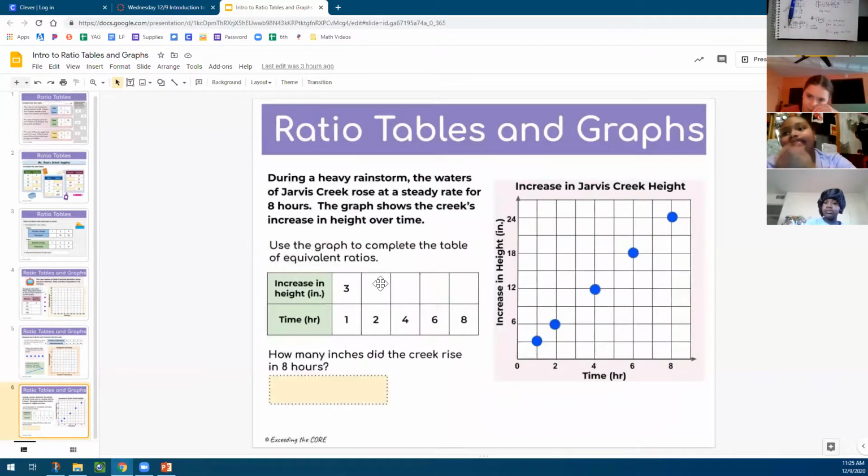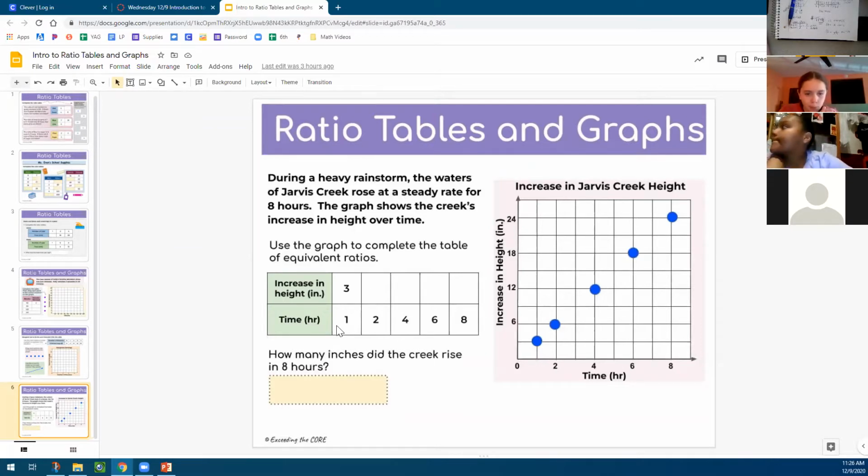And then here, you're going to fill in the ratio table, and then it wants you to gather some information. How many inches did the creek rise in 8 hours? Well, once you fill in the ratio table, you'll be able to find that right here. What I want to show you, though, is something that a lot of people don't realize. If you've got numbers plotted on your graph, it's already giving you some information.